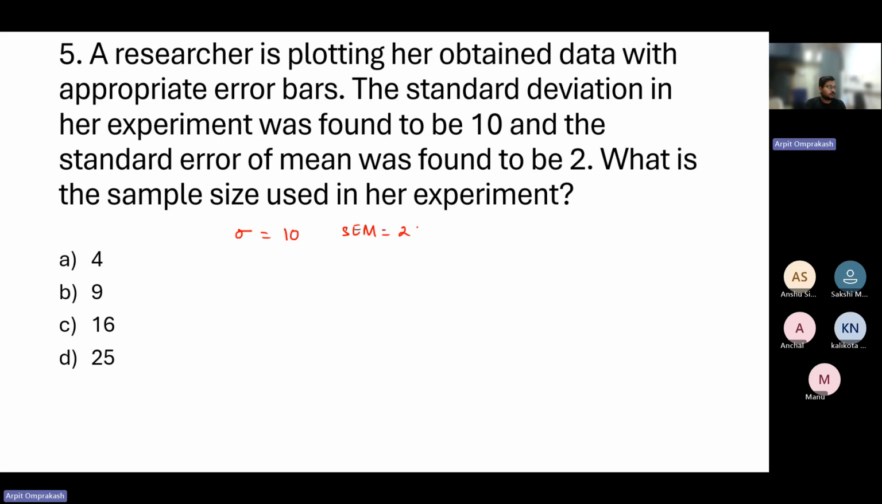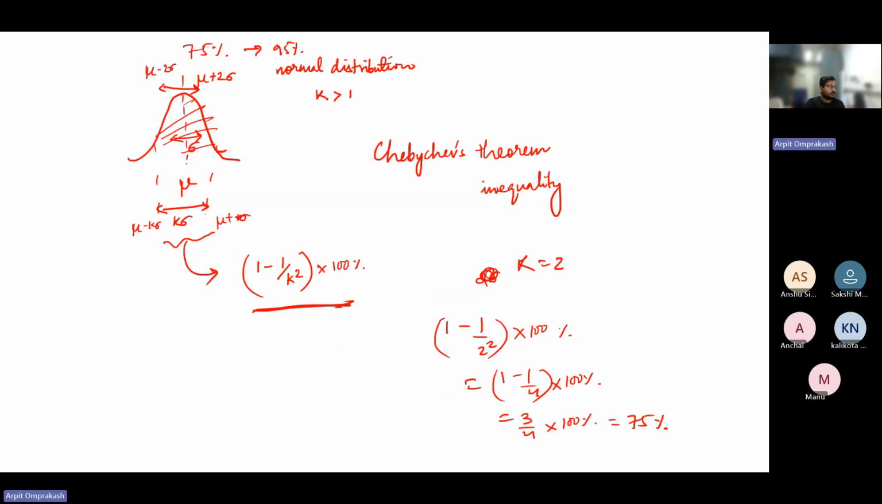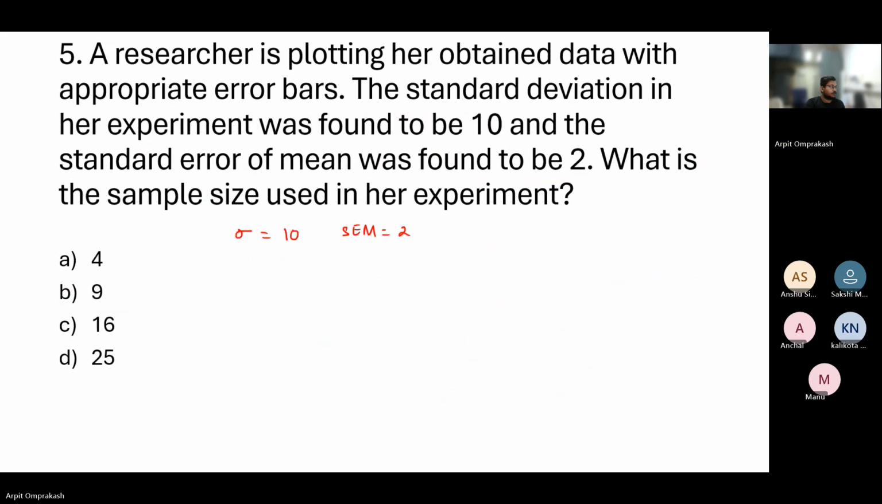Okay, first let's understand what we mean by the standard deviation and the standard error of the mean and how they're different. Then we'll come to the formula. So basically, let's say we are talking about a population in a class.